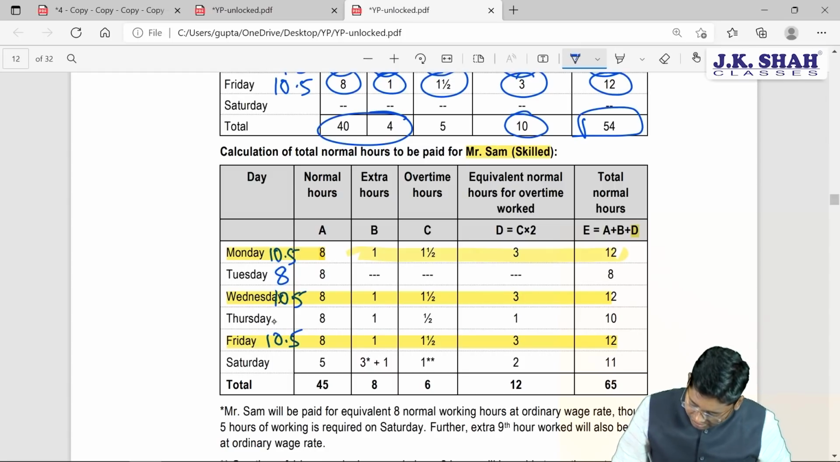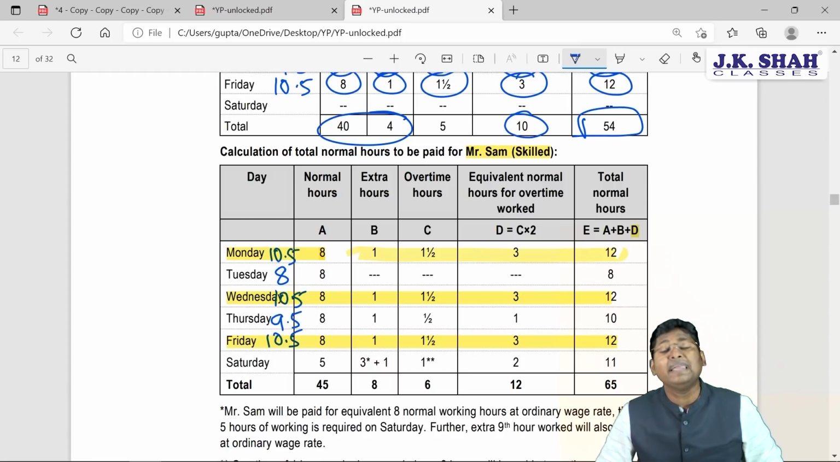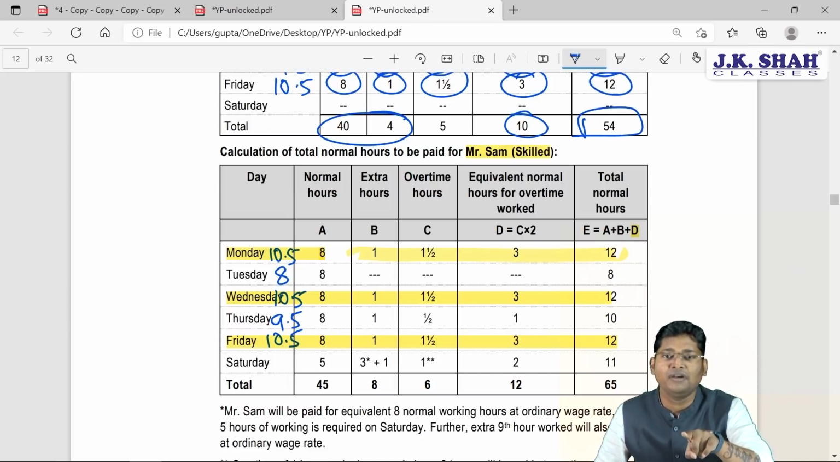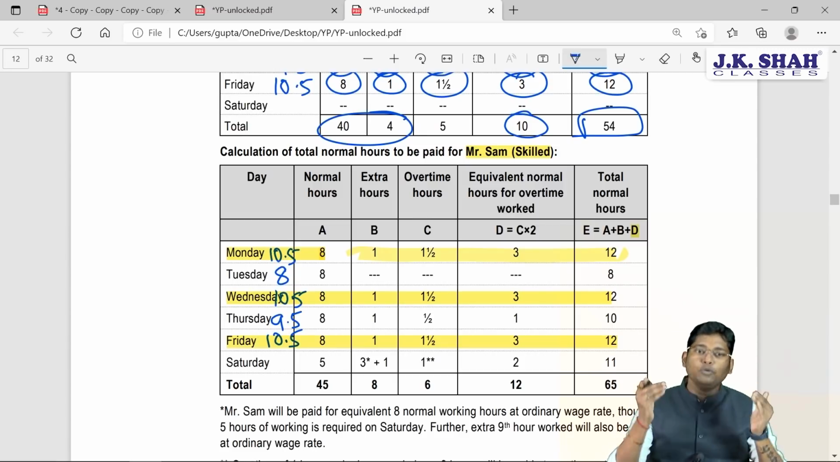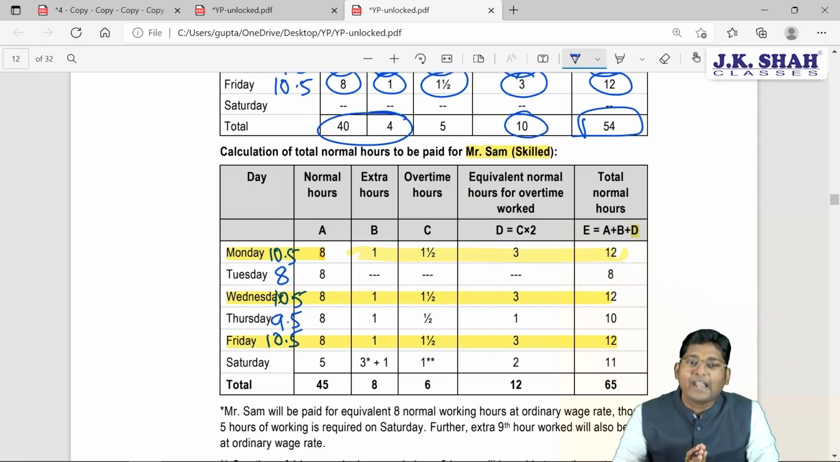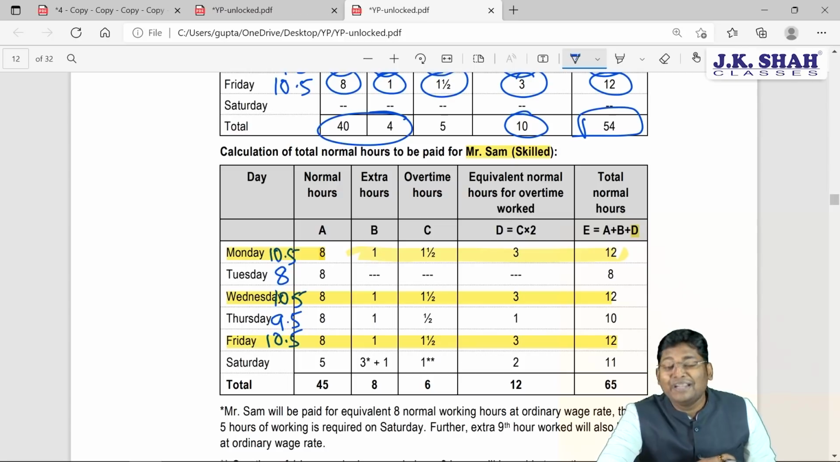On Thursday your worker has worked for 9.5 hours. Out of 9.5 hours, 8 hours normal, 1 hour extra to be paid at normal rate, but the remaining 30 minutes, the remaining half an hour, to be paid at double rate. That's why we have taken equivalent 1 hour, and total 10 hours are computed. So Monday, Tuesday, Wednesday, Thursday, Friday. After Friday, the next point is very important, and that is your Saturday.